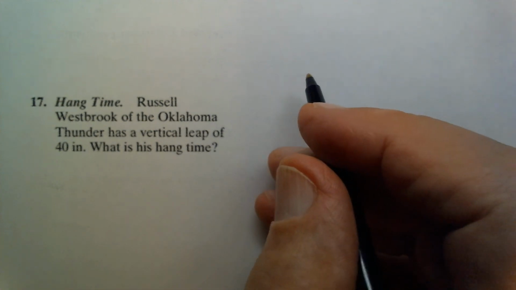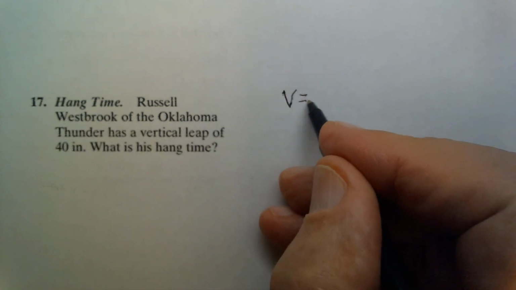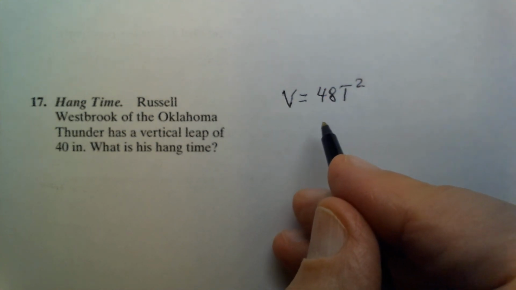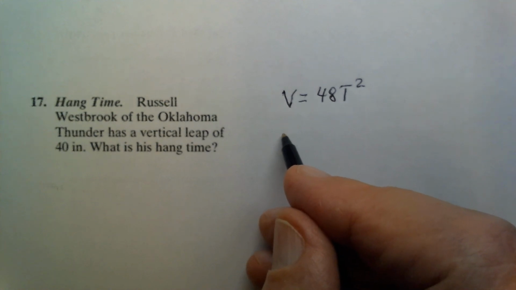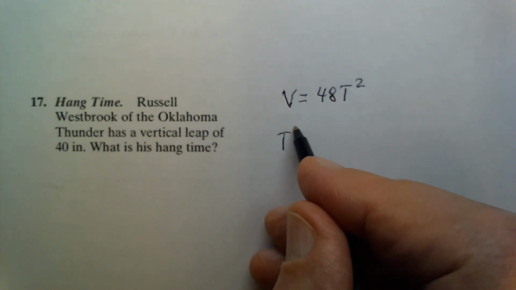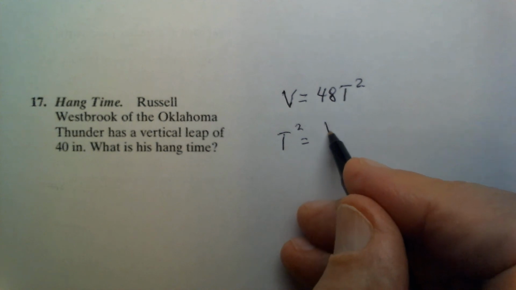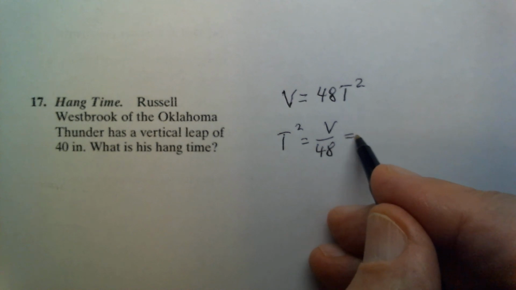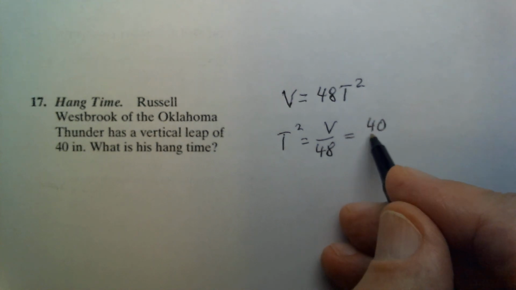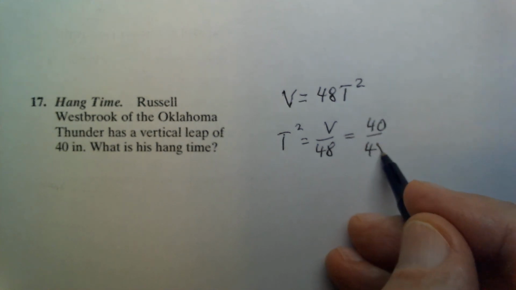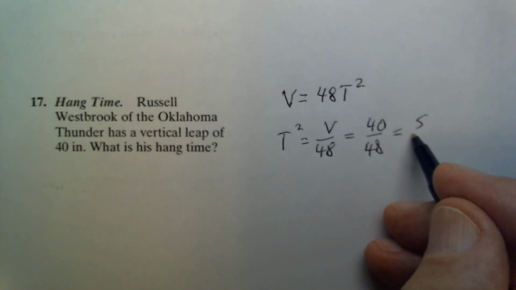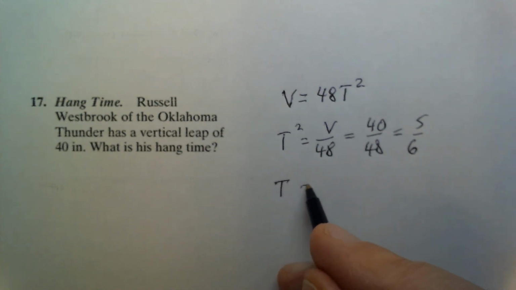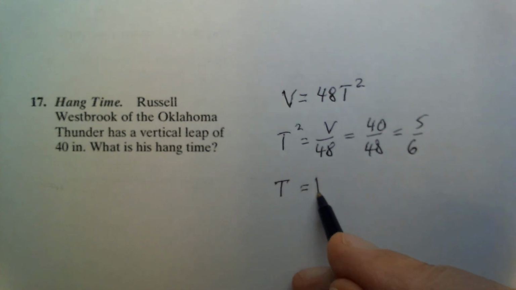For number 17, again we look at the formula v equals 48t squared. And since we are asked to find out what the time is, we solve the equation for t squared first of all. So it'll be equal to v divided by 48. And since the vertical leap is 40 inches, it would be 40 divided by 48. And that is equal to 5/6. So then t would be equal to the square root of 5/6.